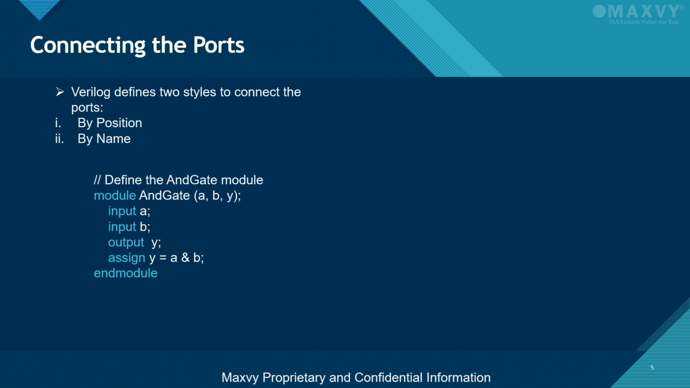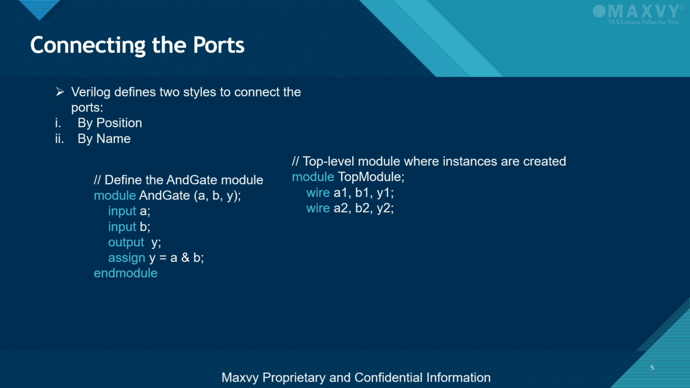Here, we define a simple module called AND gate. It has two inputs, A and B, and one output, Y. The output Y is assigned the result of the logical AND operation between A and B. This is a straightforward example to illustrate module definition. In the top module, we declare wires A1, B1, Y1, and A2, B2, Y2 to connect our instances. These wires will be used to connect the inputs and outputs of the AND gate instances.